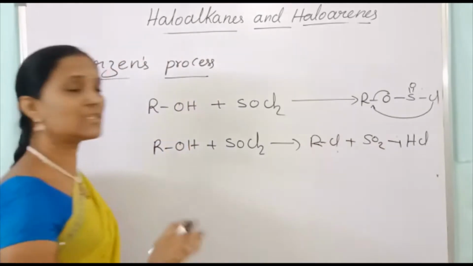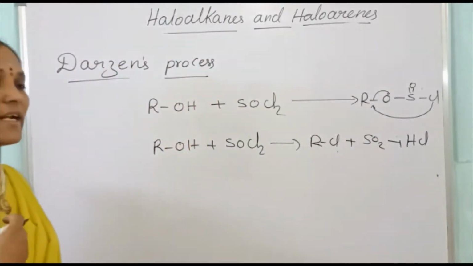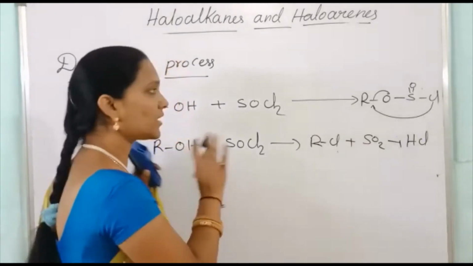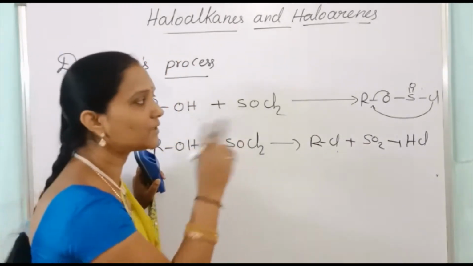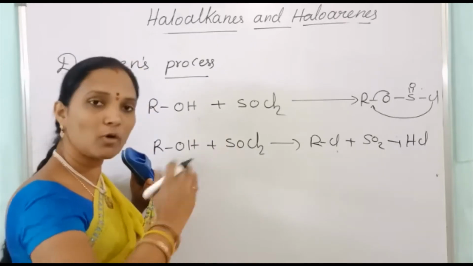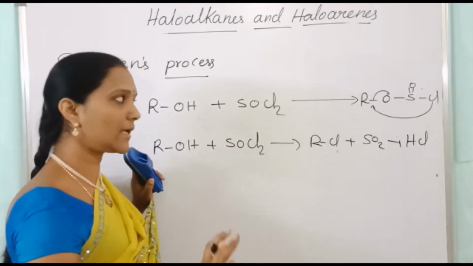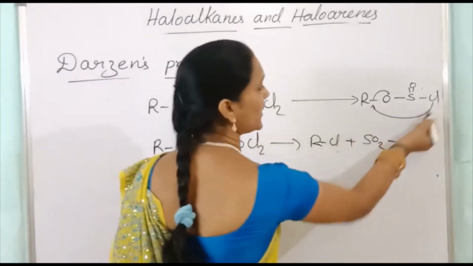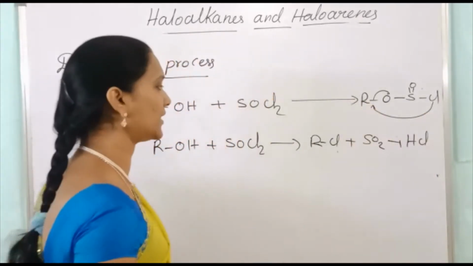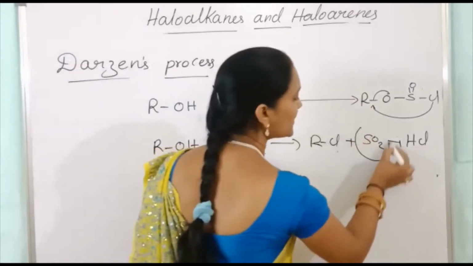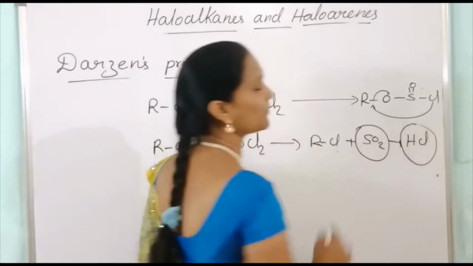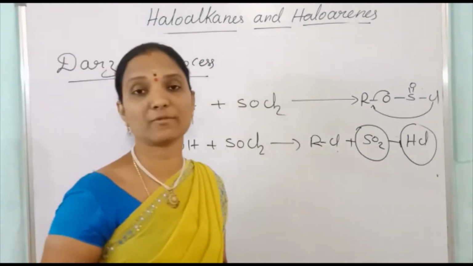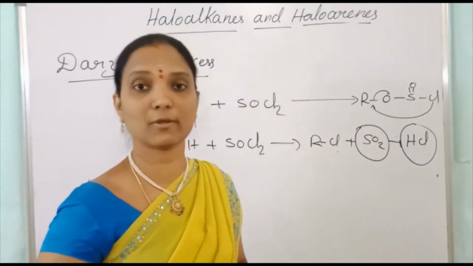So this is the best one for the preparation of chlorides. Why is this best? One reason is there is no carbonium ion, only an inorganic ester. There are no rearrangements, and inversion also does not take place, because direct retention of the configuration takes place. And the byproducts are SO2 and HCl, both gases. So that is why Darzens process is the best one for the preparation of pure alkyl chlorides.